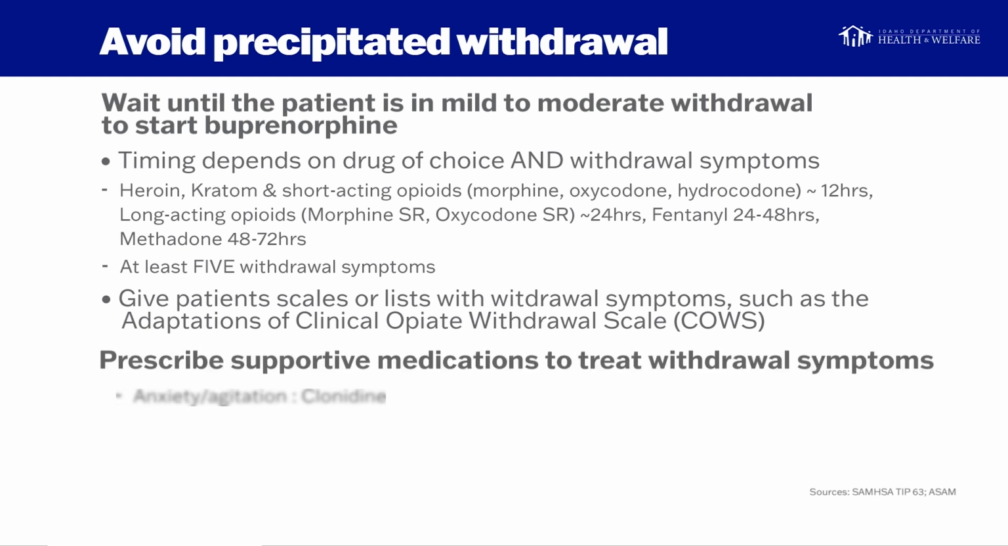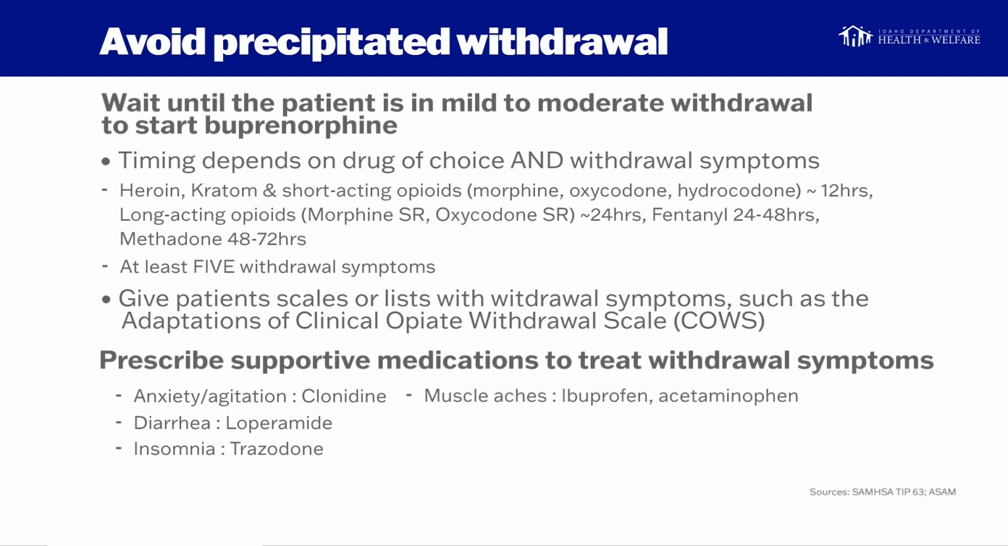So clonidine for anxiety, 0.1 mg 3 times a day. 10 tabs is typically enough to get them through a couple of days. Loperamide if diarrhea is something that they struggle with during withdrawal. Trazodone if sleep is their primary issue. We recommend taking ibuprofen or acetaminophen around the clock during the days that they're experiencing withdrawal to sort of mask some of those muscle aches, and then ondansetron if they're having nausea.